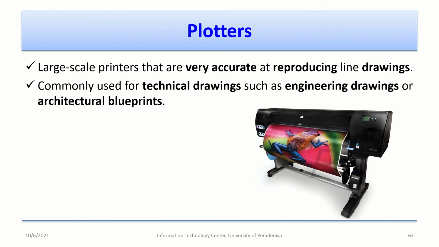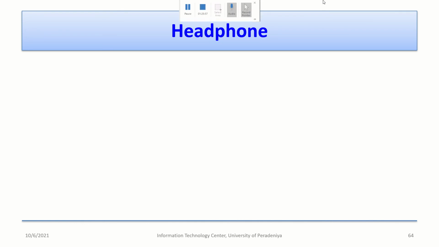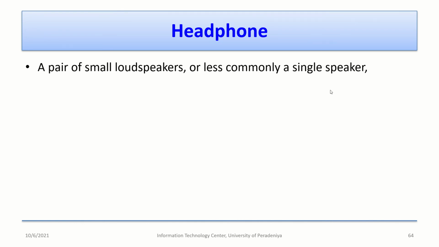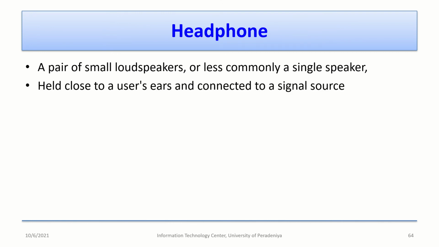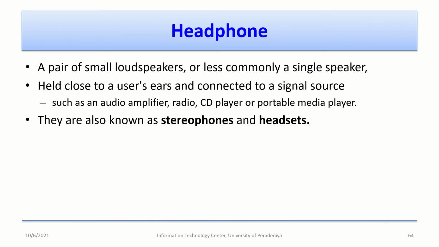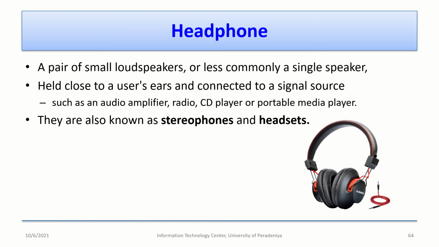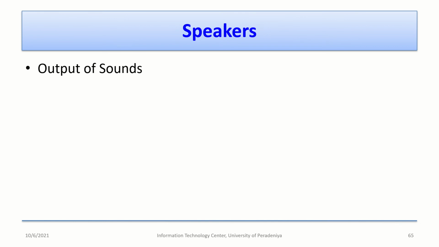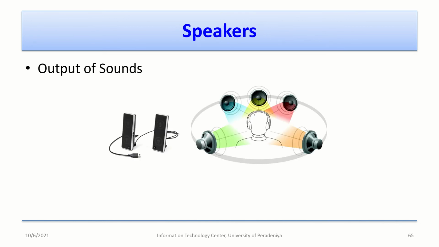Okay, so that's about the printers, and the next output device is the headphone. A headphone is a pair of small loudspeakers, or less commonly a single speaker, held close to the user's ears and connected to a signal source. You know these headphones, so I'm not going to explain them. That is another output device, which outputs sounds. And the next one is speakers. This also outputs sounds.